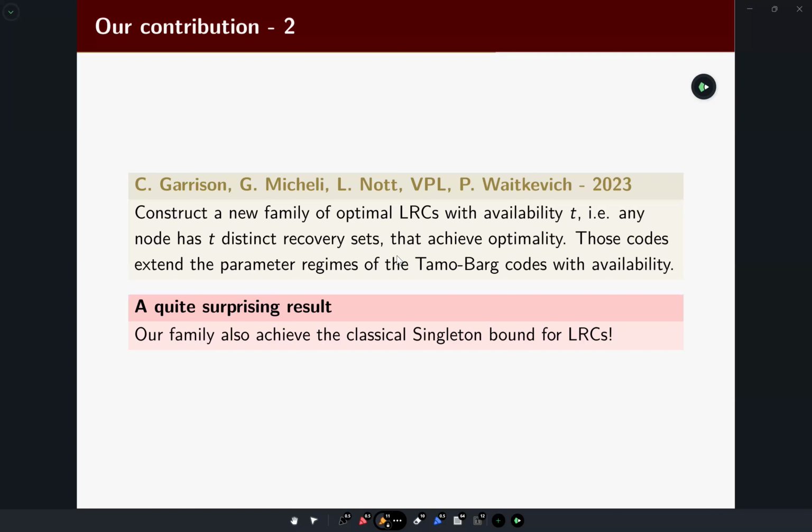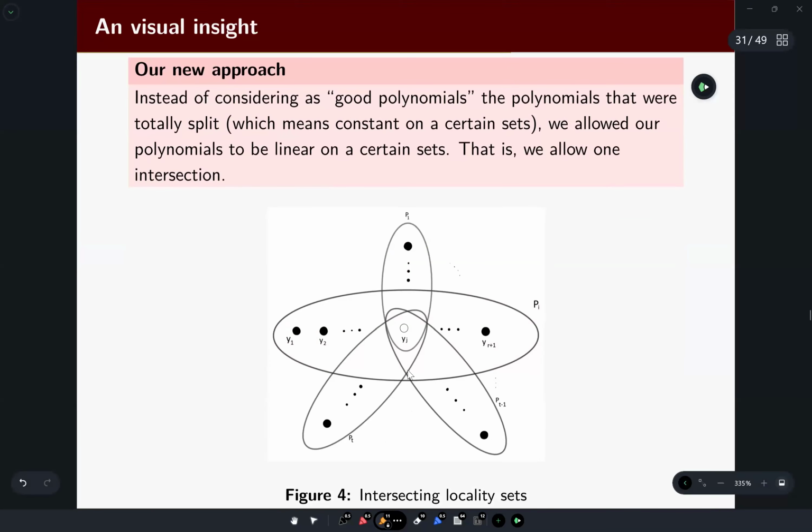And this is an interesting result that might lead to further investigation of the reason behind that. Maybe the classical locally recoverable codes Singleton bound might be generalized under certain parameters. That's still an interesting question to know. And this is just an insight into the approach.